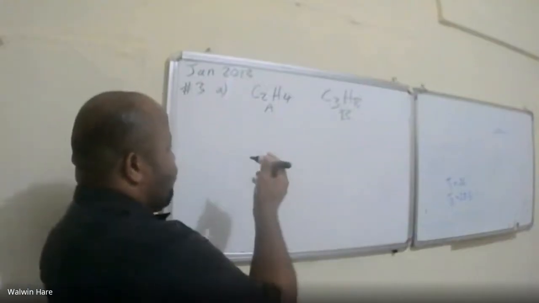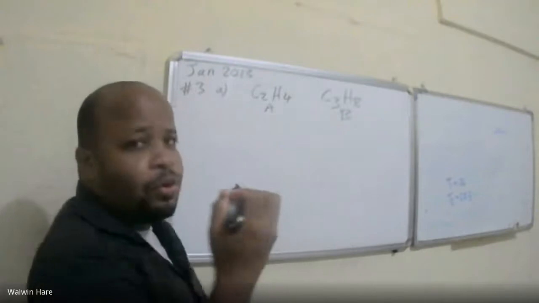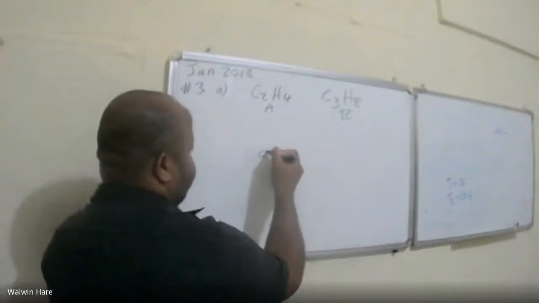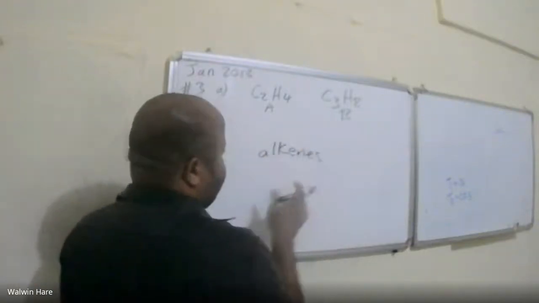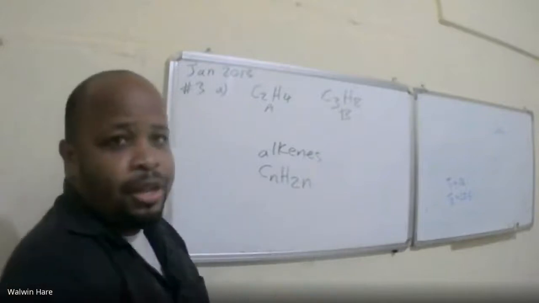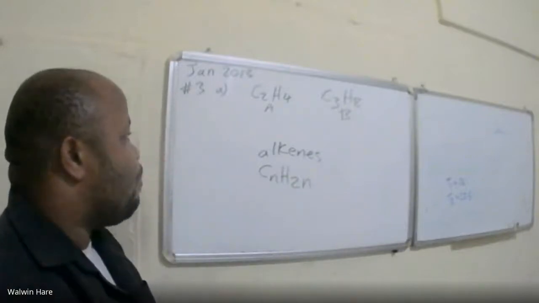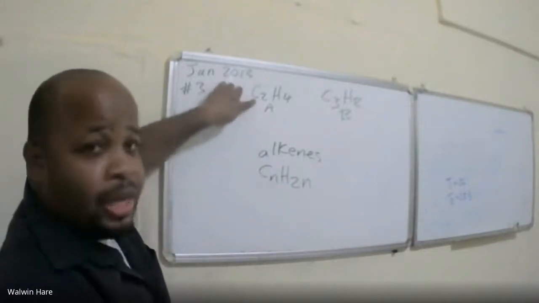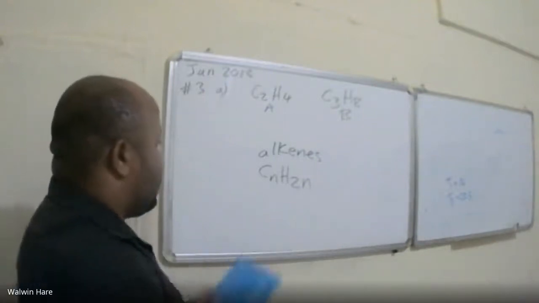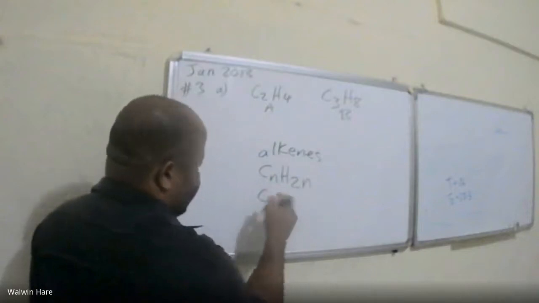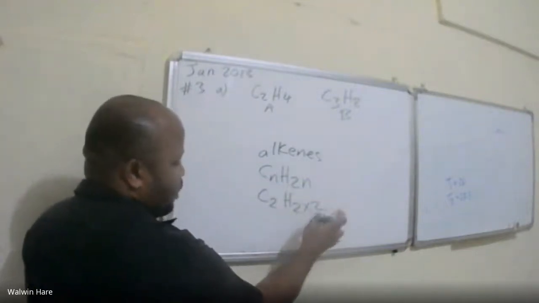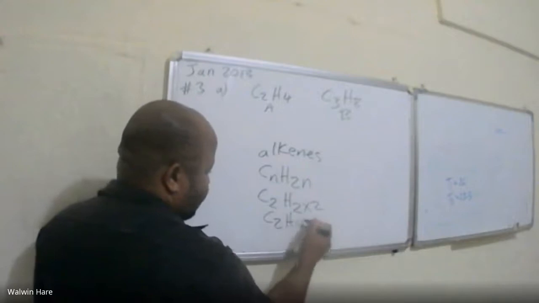Right, so you're referring to the general formula. Each homologous series has a general formula. For the alkenes, the general formula is CnH2n, and n represents the number of carbons. So if you have an alkene with 2 carbons, then it would be C2H2 times 2, and 2 times 2 is 4. So that will be C2H4.